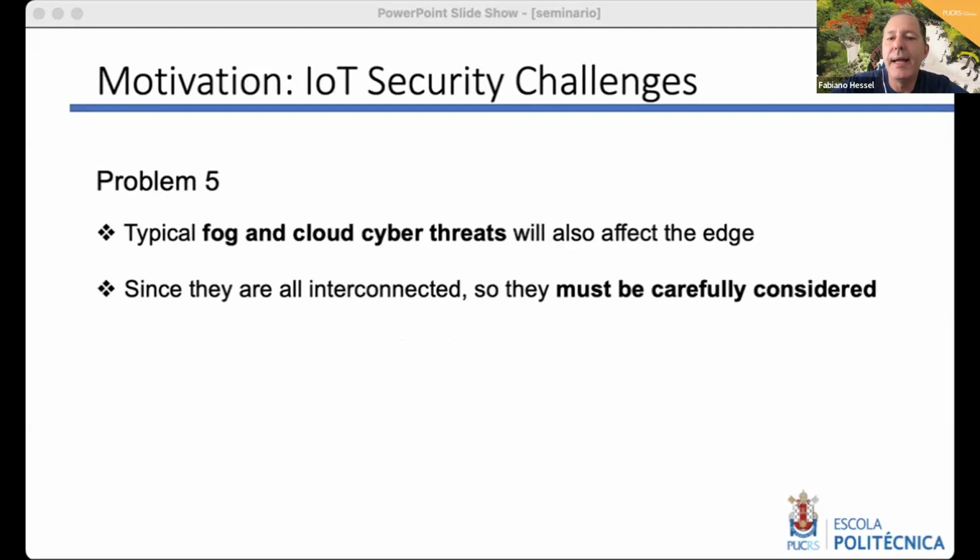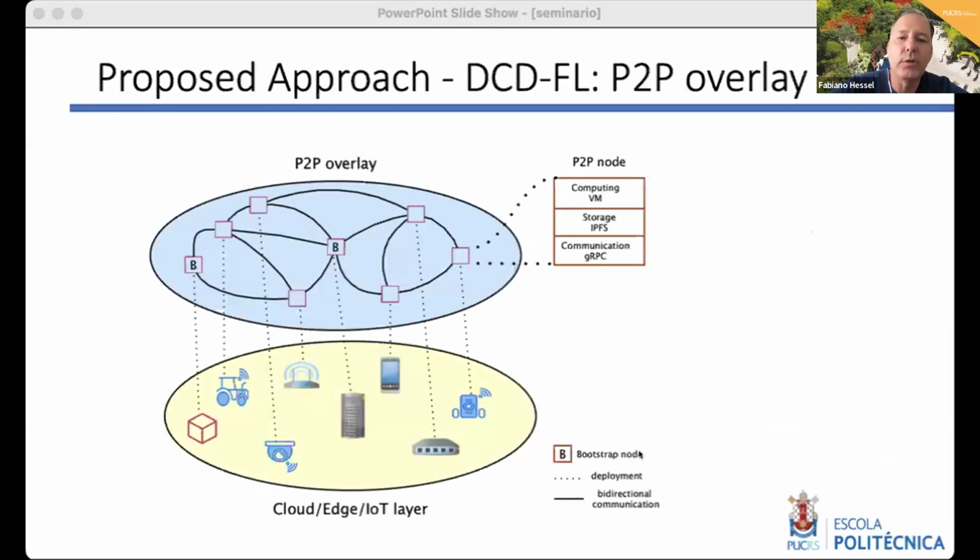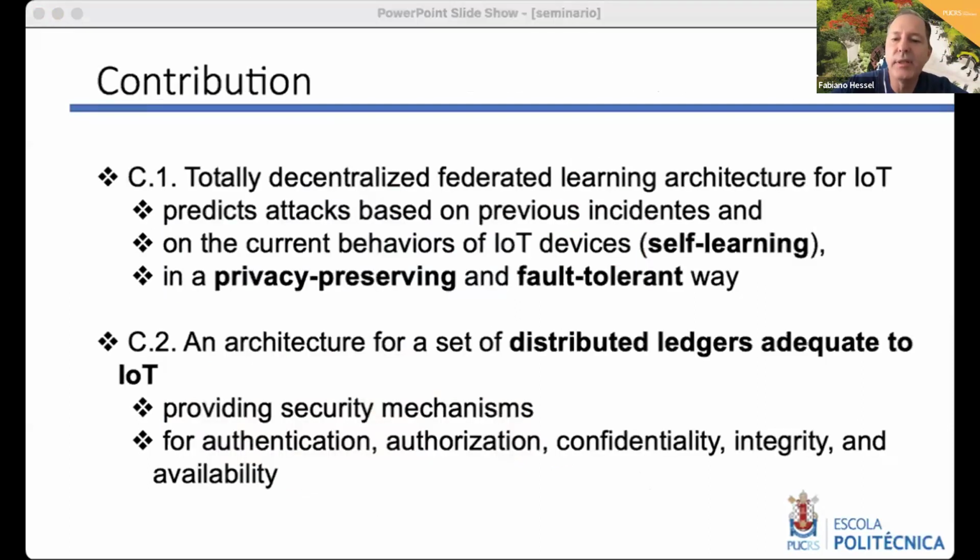In addition to all of these problems, a common security threat at the cloud and fog layers also affects devices at the edge layer, because they are all interconnected, and this threat must be mitigated. So the contribution of our work deals with these issues. We propose a fully decentralized federated learning architecture for IoT-based systems, which can predict attacks based on previous incidents, as well as the behavior of IoT devices, preserving privacy and tolerating failures. And an architecture for a set of distributed ledgers, using blockchain techniques, providing security mechanisms for authentication, authorization, integrity, confidentiality, and high availability that IoT-based systems can use.